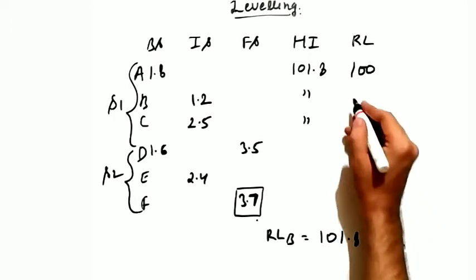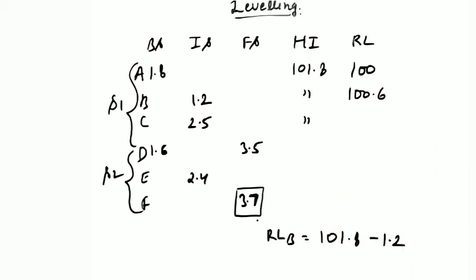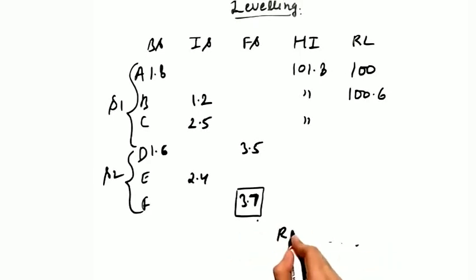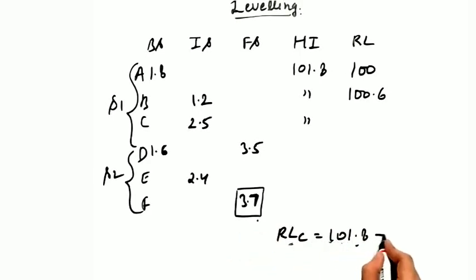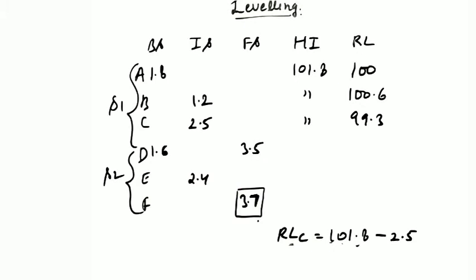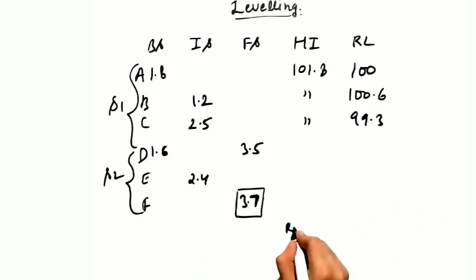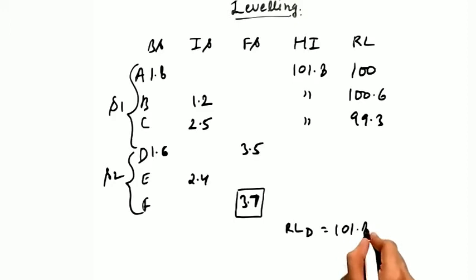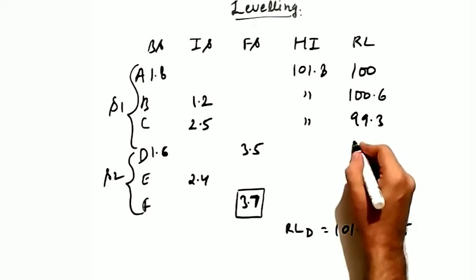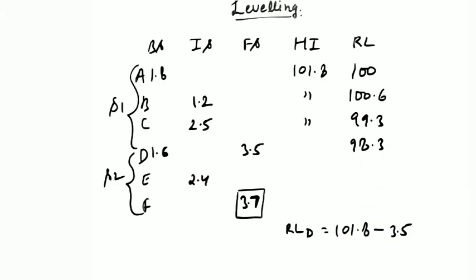So you will get it as 100.6 meters. Similarly, you will get the RL of C as 101.8, and you will have to subtract this reading 2.5 from here. So you will obtain the RL of C as 99.3 meters. Similarly, the RL of D can be obtained. The RL of D will be obtained as 101.8, and you will have to subtract 3.5 meters from this. So the RL of point D will be obtained as 98.3 meters.